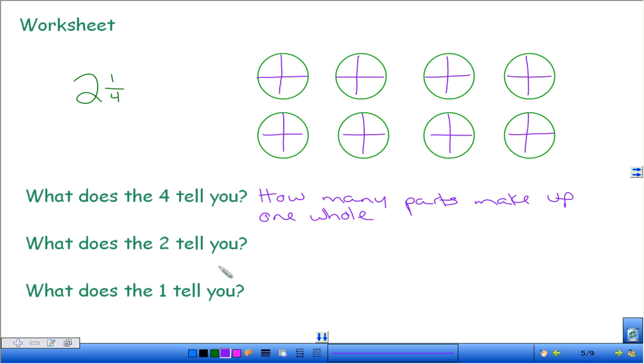The next question is we need to know what the 2 means. What does this 2 mean? Who thinks they can tell me? Taylor, what do you think? 2 whole ones. Does that mean just 2 little pieces right here? No, 2 whole circles. Okay, so we're going to shade in 2 whole circles.